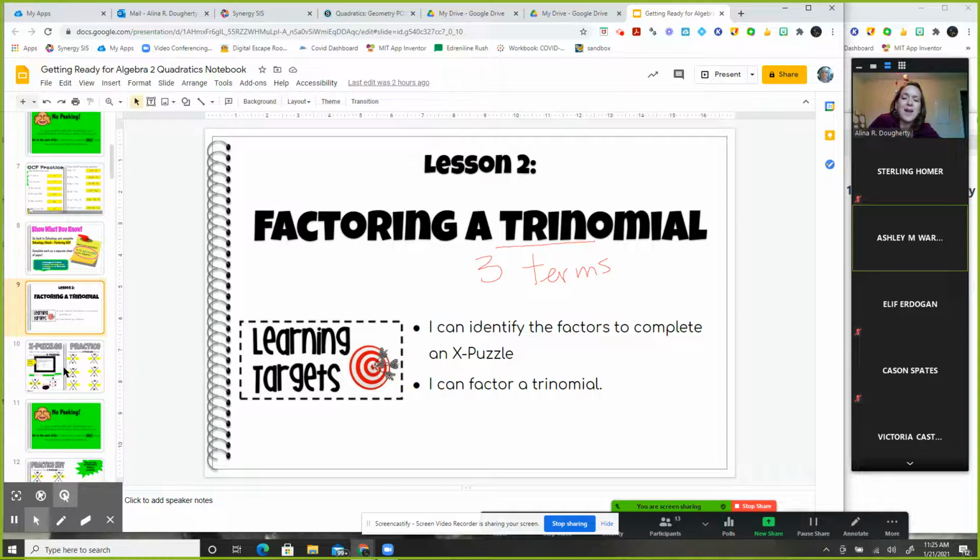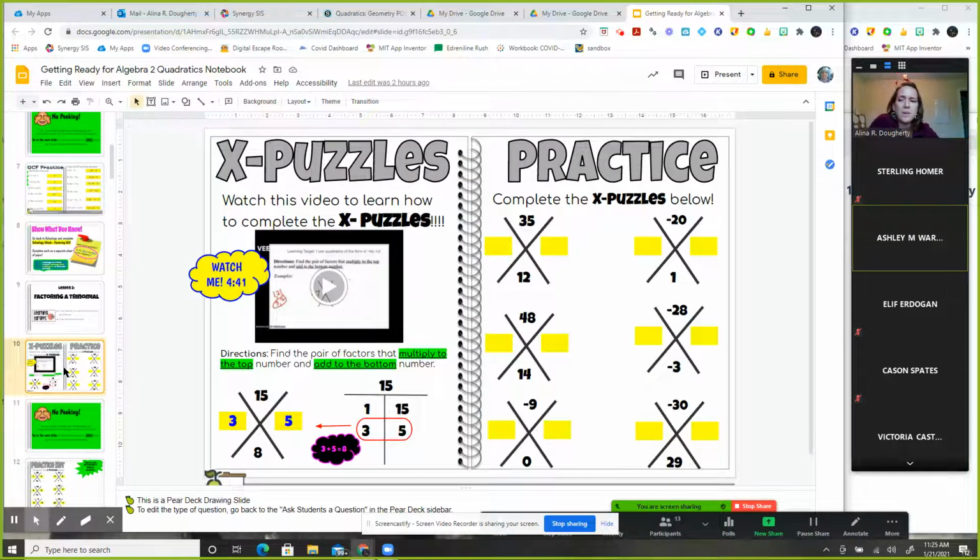If we go to the next slide, we see some puzzles. The way these puzzles are going to help us is we're going to figure out what multiplies to 15. The directions are there's a pair of factors that multiply to the top number and then add up to the bottom number. So what multiplies to 15 and adds up to 8? Well, we do our little T-chart like we did yesterday. 1 times 15 is 15. 3 times 5 is 15. 3 plus 5 is 8. So our little side numbers here are 3 and 5.